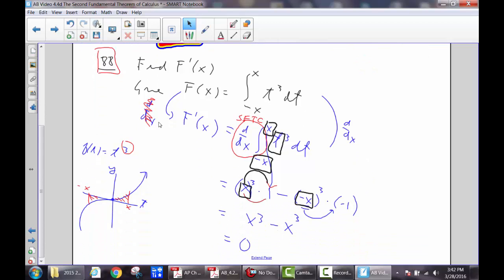Okay, here's another one. You're going to replace the t by x. So you're going to have x cubed, derivative of x is 1, minus, and then you're going to replace the t by negative x, and then times the derivative of negative x, chain rule, which is negative 1, and you'll get 0.